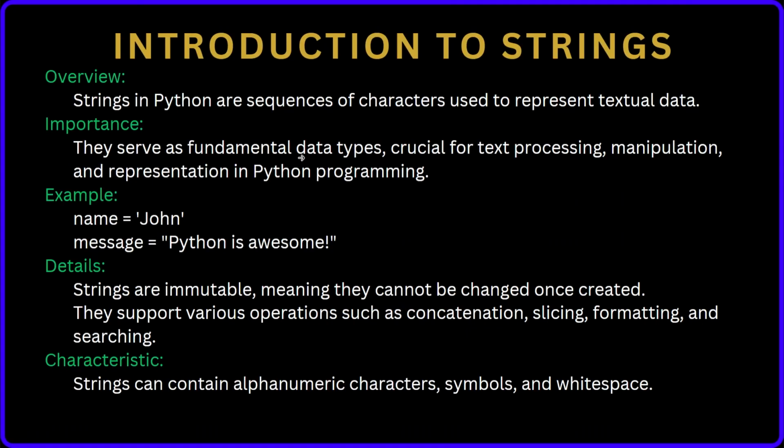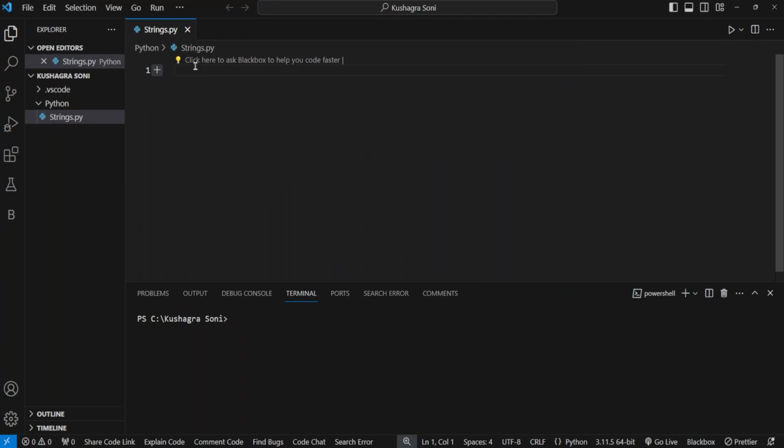Strings are a fundamental data type, crucial for text processing and manipulation. We can manipulate the string, and we can represent text in Python. For example, name John. John is the string. And message: Python is awesome. So we can initialize a string on the basis of anything, and we can use a string as a character data type, as we have no character data type in Python.